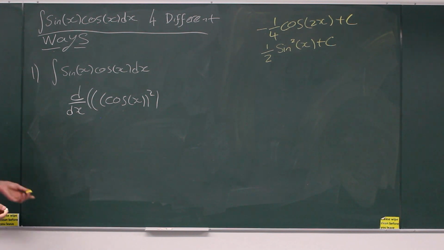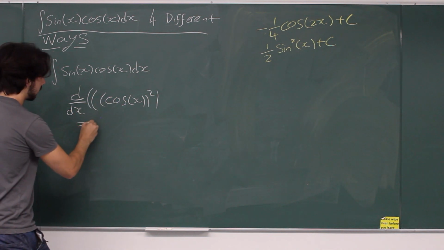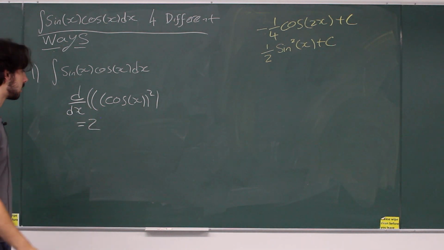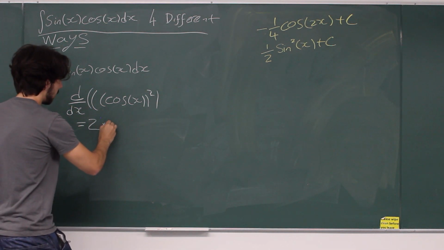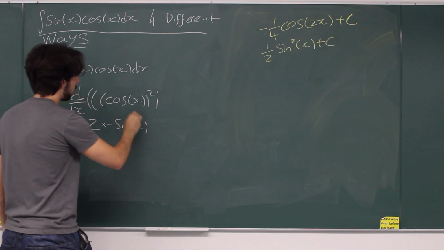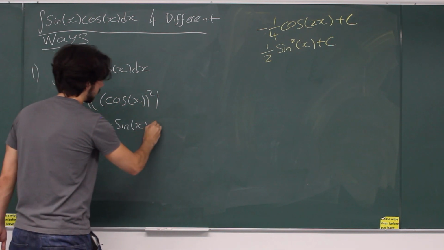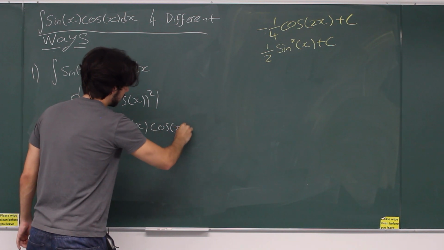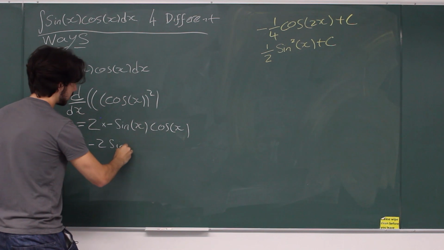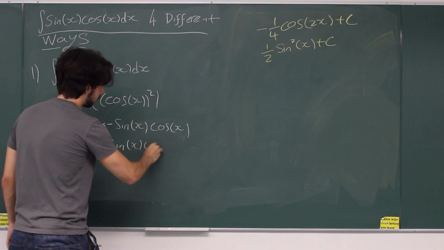Well, guys, what's going to happen here? Well, the 2 is going to come down. This is the chain rule. The 2 is going to come down. The derivative of cos is minus sine, so we need to times this by minus sine. And then we're going to take 1 off of the power of cos. Okay, so what do we have here? We have minus 2 lots of sine x times cos x.